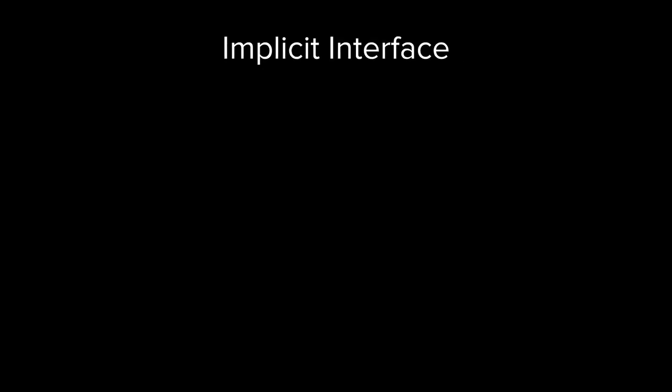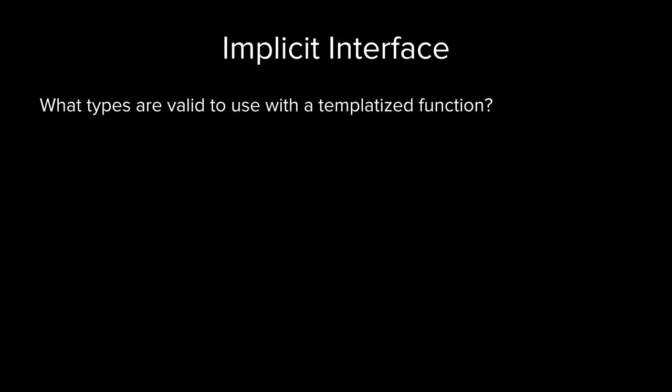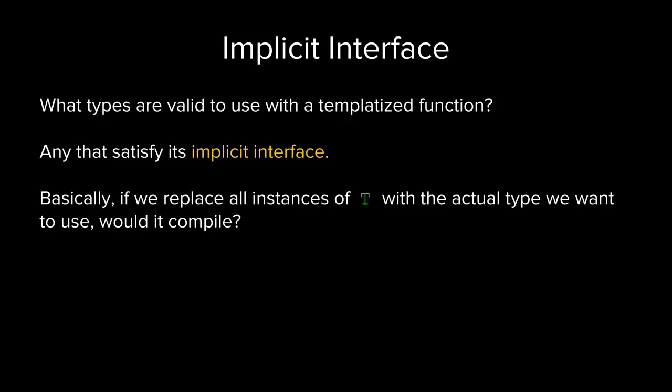So that's something called the implicit interface of the template, which is that the only types valid to use with a templatized function are those that satisfy its implicit interface, which is basically: if you replace this type T with the actual type you want to use, would the code compile? And if it does, it will compile. If it doesn't, it won't. Okay? And this is actually an important point. It will relate to something we'll talk about in a bit. Okay. Any other questions about templates?